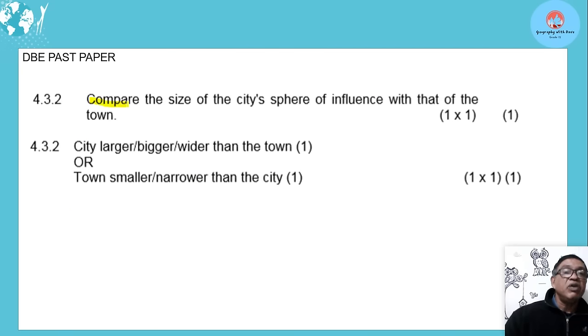Compare, look at the words, the size of the city's sphere of influence with that of the town. Some of us have selective reading. We don't see this, we say the size. We don't look at the words sphere of influence and we say the city is bigger. There's specific mention made of the sphere of influence. And you know, the city has a bigger sphere of influence than the town, or the town has a smaller influence. I like the word bigger or smaller. Okay, let's go on.